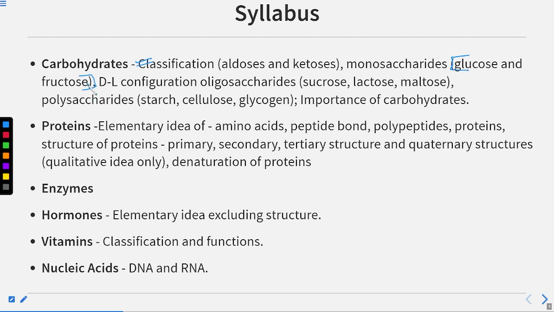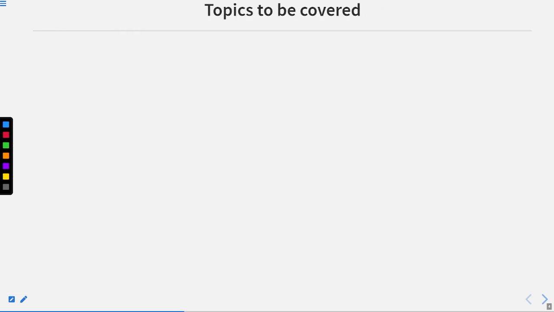As I told you yesterday, you should be aware of the Fischer configuration to study more properly, or I would say to get a clearer picture of what the structures of glucose and fructose look like. I have given you a brief overview, but you still need to get a quick grasp of it. So talking about today's class, we will focus mainly on glucose.